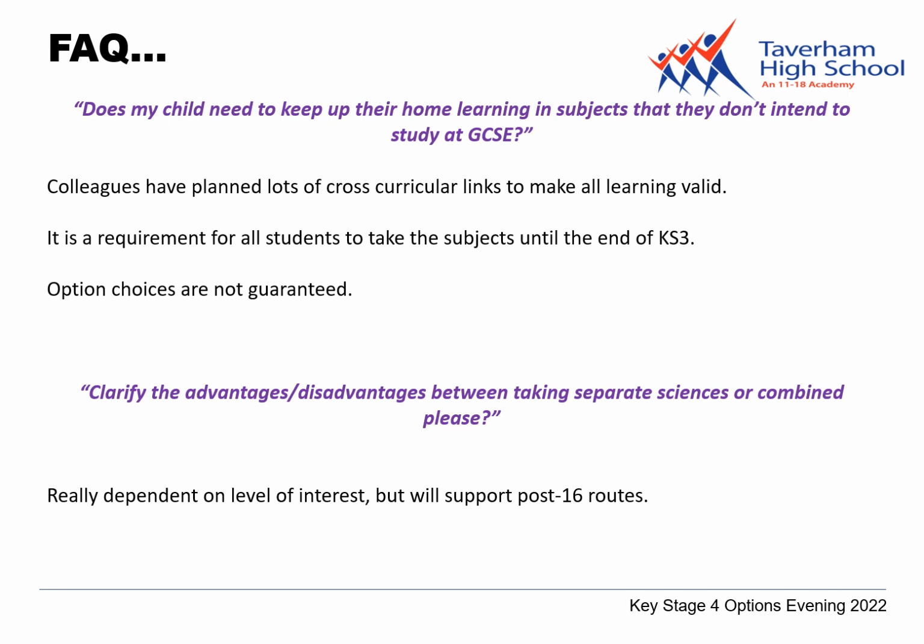I was asked to clarify the advantages and disadvantages between separate science or combined science. Really, it depends on the level of interest. There will be lots of people post-16 who study A-levels in chemistry, biology and physics who won't have studied separate sciences at GCSE. The separate sciences course at GCSE leads to 3 different GCSEs, chemistry, biology and physics, whereas combined science is a 2 GCSE equivalent award, and they are combined. Again, you'll study chemistry, biology and physics, but they'll be examined together rather than separately.